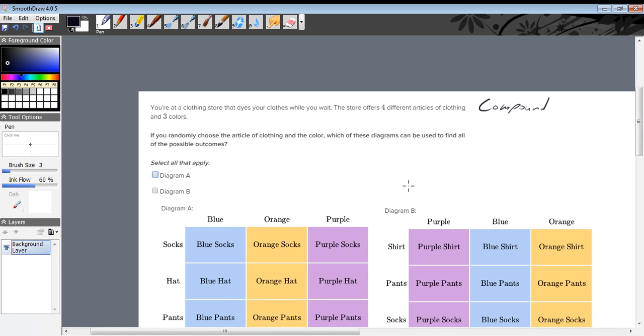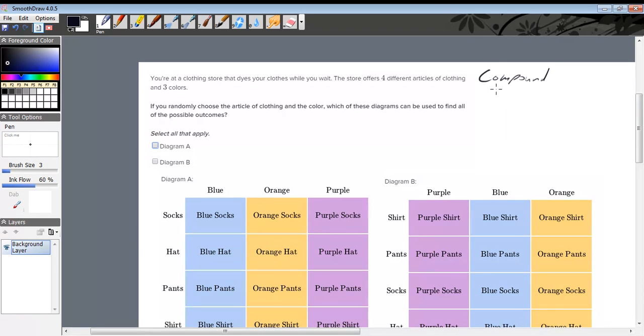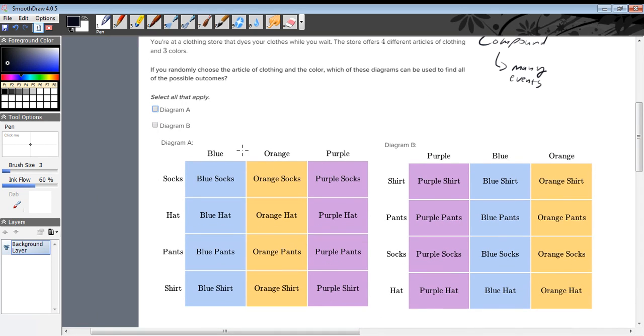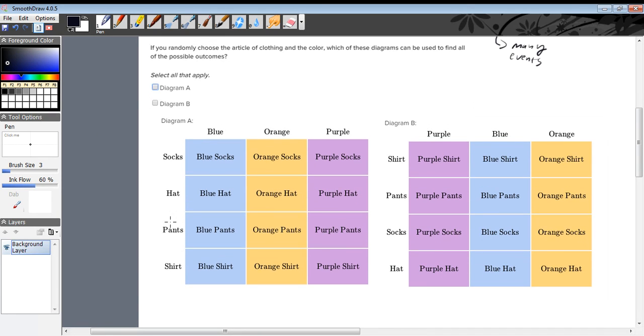events. Okay, so it's kind of like compound, meaning things are compounded on top of each other. So there's many events going on. So we have different colors. That's one variable, one thing that's changing. Then we have the different type of article of clothing. We have socks, hats, pants, and shirts.